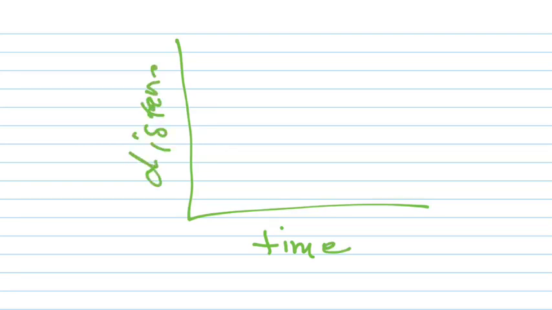Is that a travel graph? That's a travel graph. So it tells you how far you've gone over time. In other words, it gives you a rate or a speed. Okay? All right, so we're going to look at a few things about them.